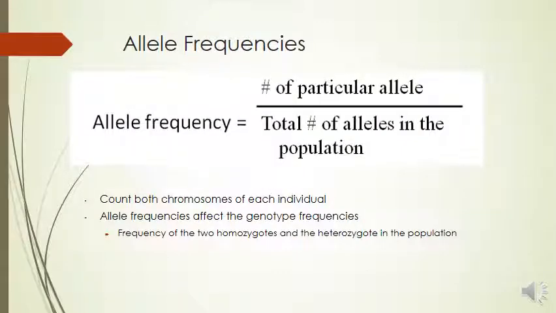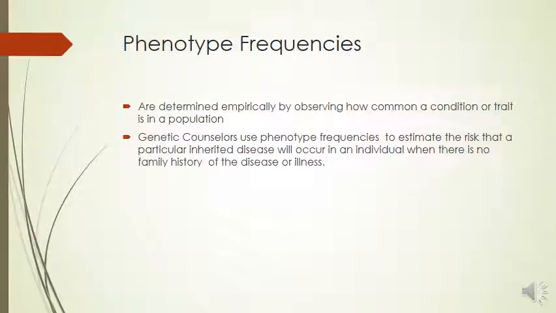In this slide, we see that allele frequency is equal to the number of a particular allele over the total number of alleles in the population. You count both chromosomes of each individual, and the allele frequencies affect the genotype frequencies, which is the frequency of two homozygotes and the heterozygote in the population. Phenotype frequencies are determined empirically by observing how common a condition or trait is in a population. Genetic counselors use phenotype frequencies to estimate the risk that a particular inherited disease will occur in an individual when there is no family history of the disease or illness.